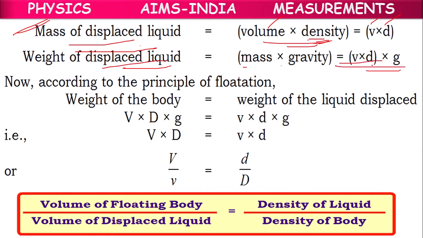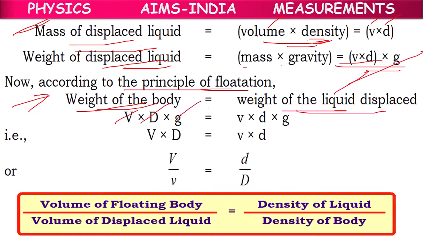Now according to the principle of flotation, whatever weight of the body we have kept inside the water, that much weight of liquid will be displaced. These two are equal. Means capital V into capital D into small g equals small v into small d into small g. So g and g get cancelled. So volume of body into density of body equals volume of displaced liquid into density of displaced liquid. Or this V will come down, this D will come down: capital V by small v equals small d by capital D.